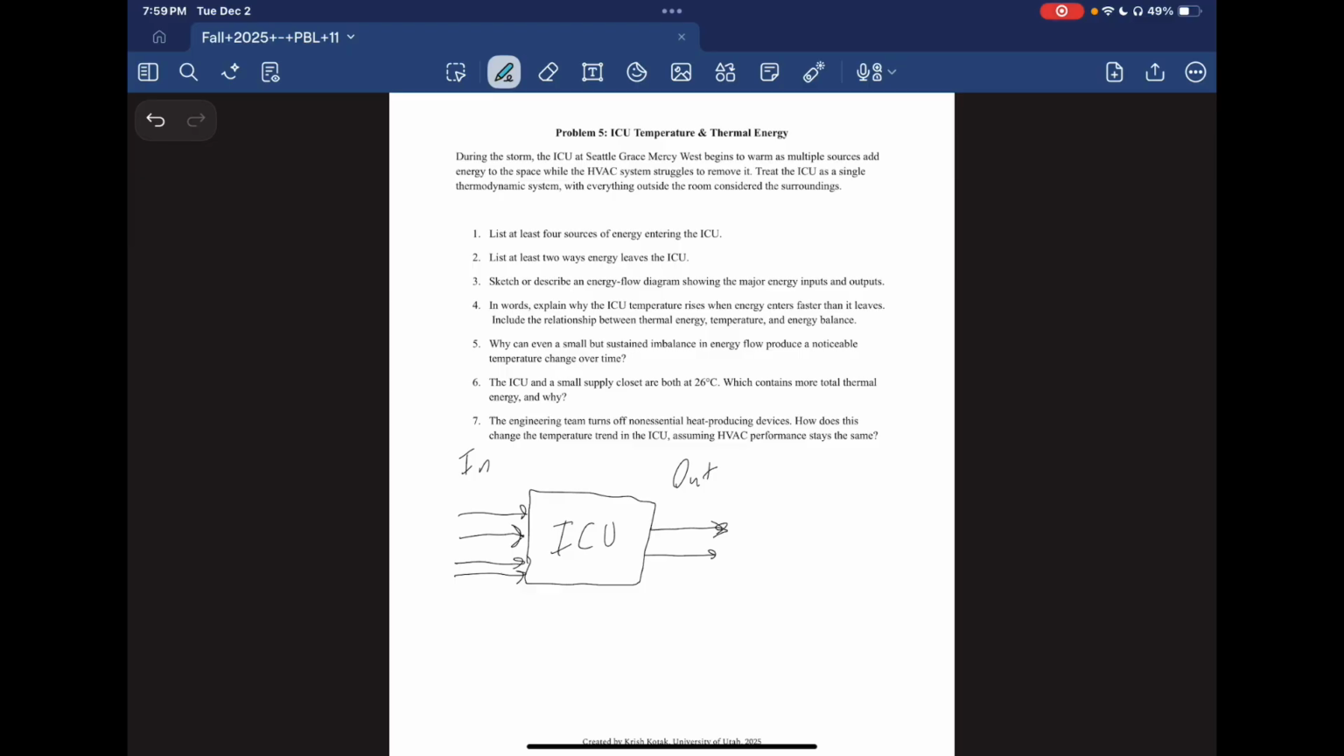And then, the ICU and a small supply closet are both at 26 degrees Celsius, which contains more thermal energy? Again, relatively obvious. The answer is the small supply closet because, well, it's smaller, even though they're at the same temperature.